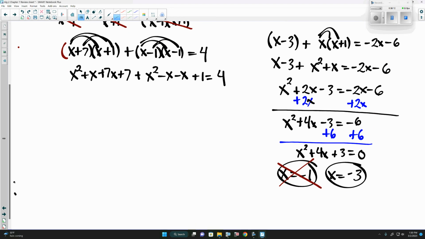At this point here, we can combine like terms. X squared plus x squared is 2x squared. X plus 7x minus x is 7x minus x, so 6x. We can combine all those at once. We don't necessarily have to do it in 2 steps. 7 plus 1 is plus 8 is equal to 4.